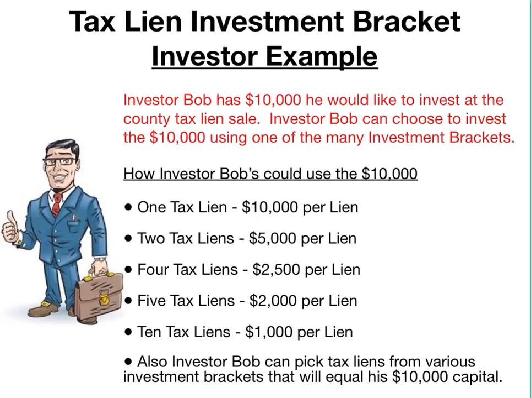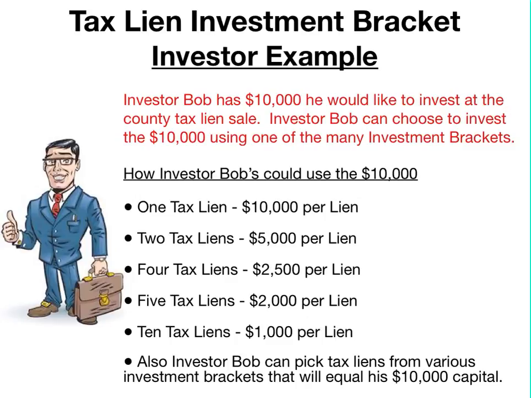And here's an example. This is Bob. This is just the example that we talked about. He has $10,000 he'd like to invest. Bob can choose to invest that $10,000 using one of the many investment brackets. He can purchase one tax lien for $10,000, 2 tax liens for $5,000, and just go down the list. 5 tax liens for $2,000, 10 tax liens for $1,000.